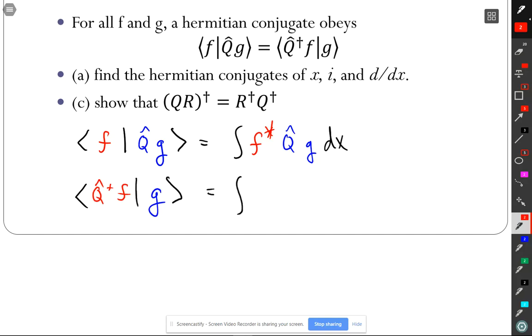So is the Q operator now acting on F star instead of G? Almost. It is, but it's not Q operator dagger. What is it? Because it's in the bra. I said Q star. Oh, you did say Q star. Okay, I didn't hear that. So yeah, it's going to be Q dagger star operating on F, and then G dx.